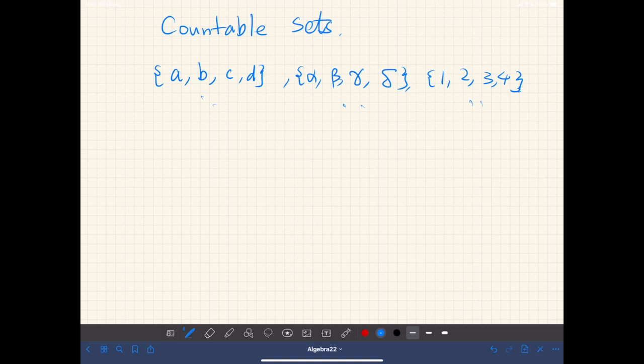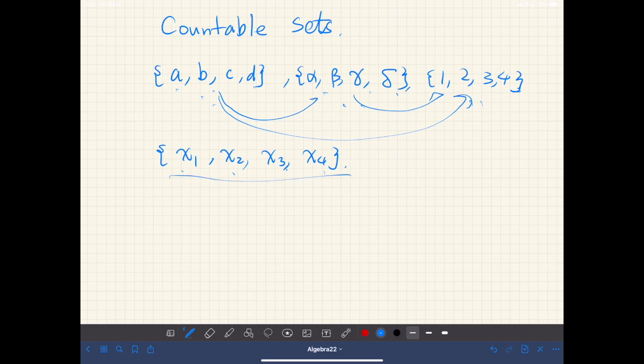So in this sense, we can always make a bijection between any two of these sets. And all of them may be abstractly represented as something like this: x1, x2, x3, x4. One of these corresponds to one of these. Not in any specific order, but in any order, still we can make a bijection.